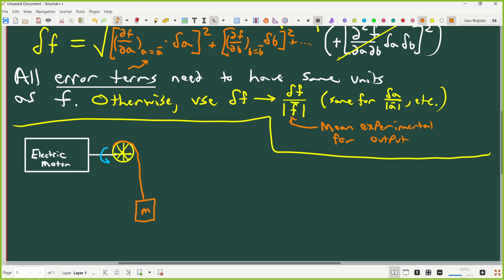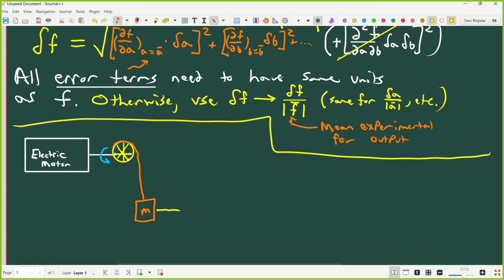Classic physics problem. I'm going to drive the motor, and there's a differential in here to couple the rotational motion in here to rotational motion in the pulley, and I want to lift the mass up. The goal here is to lift the mass from an initial height to some new height h.